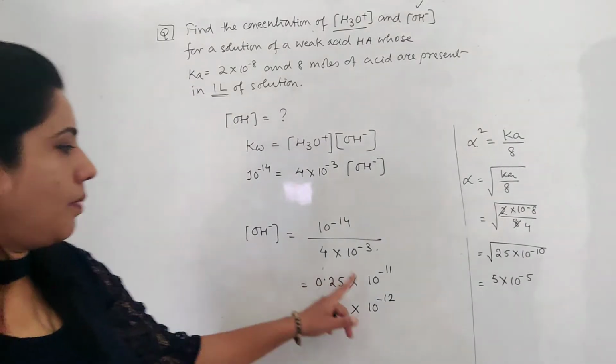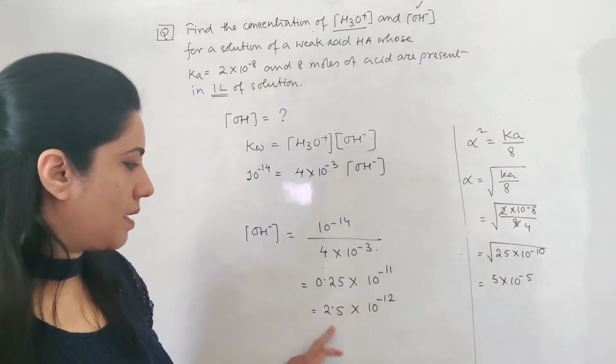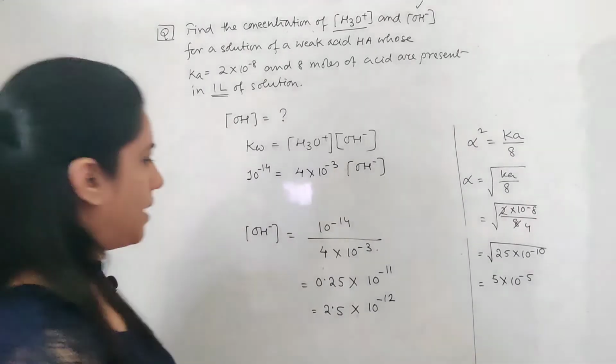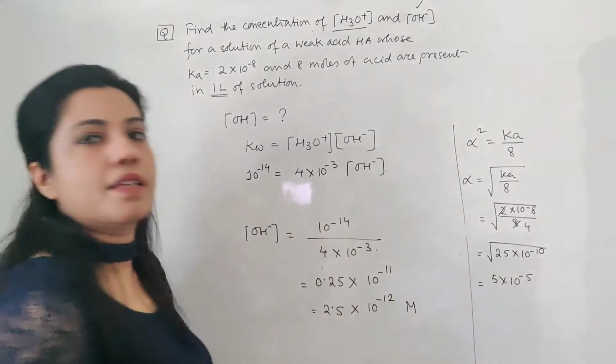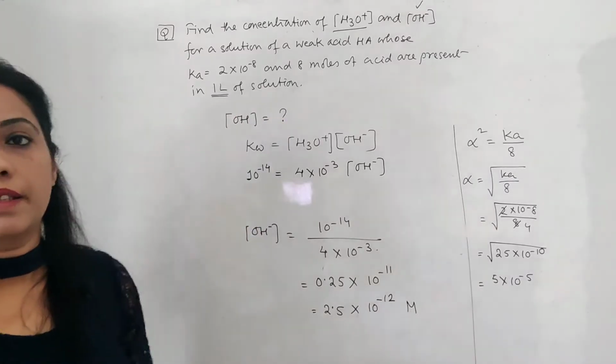Yeah, I shifted the point over there, multiplied by 10 at the same time. So 2.5 into 10 raised to power minus 12 molar is the answer for concentration of OH minus.